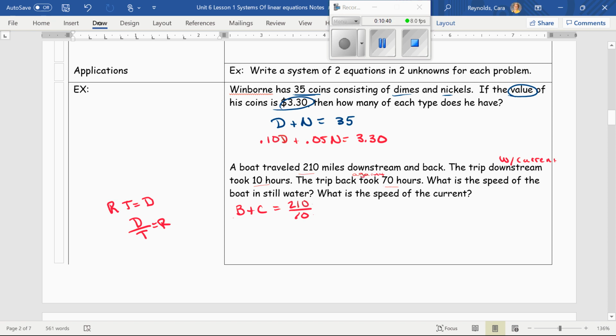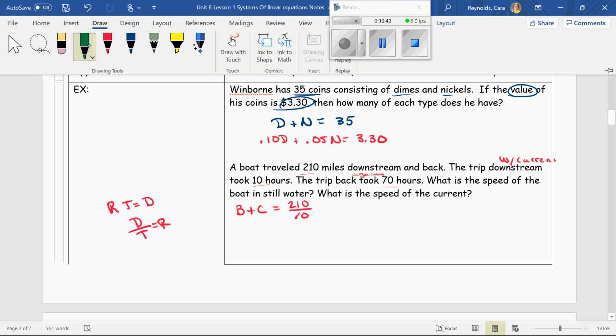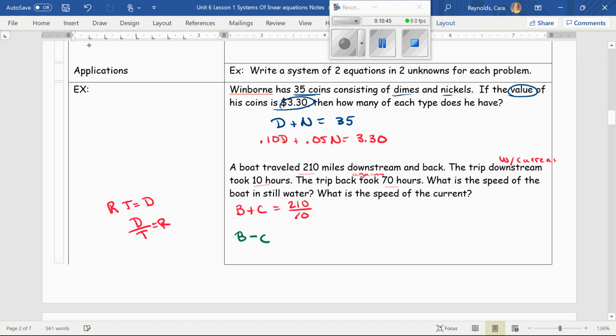When you're against the current, it's pushing against you. And so you have the speed of the boat minus the speed of the current. It went the same distance, right? It went down and back. So it still went 210 miles, but it took 70 hours to do it this time.